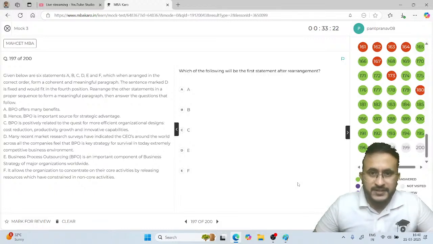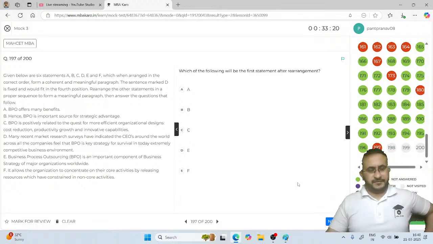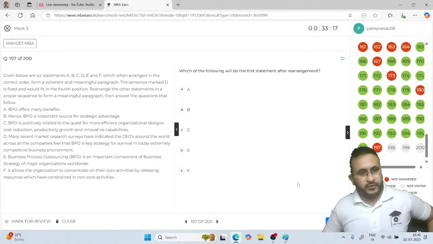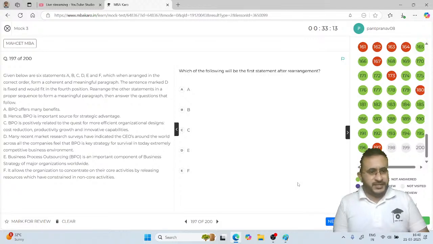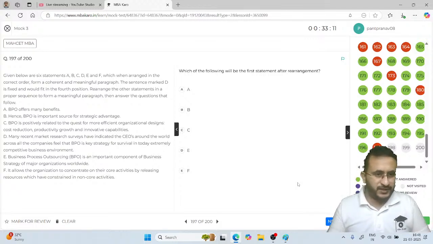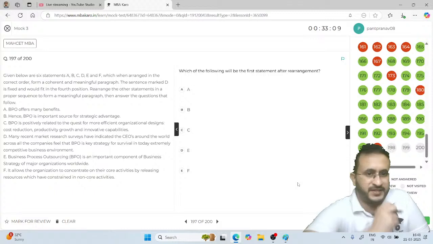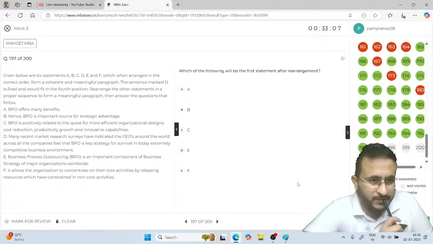So first, let's make the arrangement first. BPO offers many benefits, hence BPO is an important source of strategic advantage. That looks to be a conclusive one. Many recent market surveys have indicated the CEOs around the world across all companies.